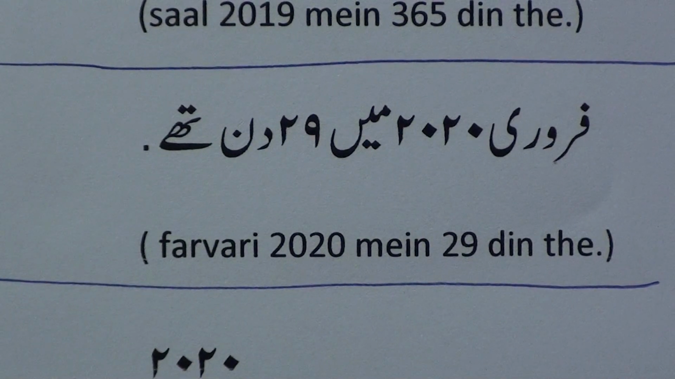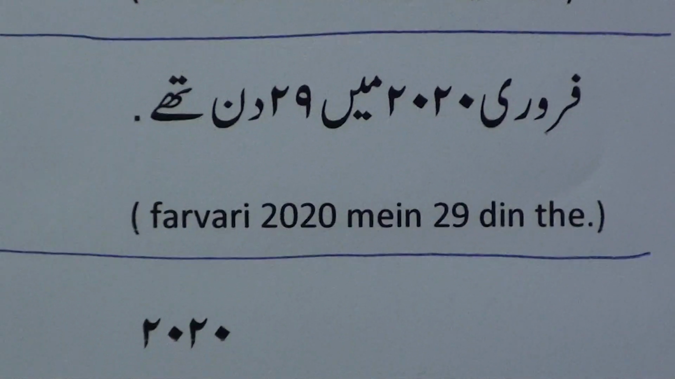फरवरी 2020 में 29 दिन थे। Means there were 29 days in February 2020. फरवरी 2020 में 29 दिन थे। 2020 means 2020. 29, 29. There were 29 days in February 2020.